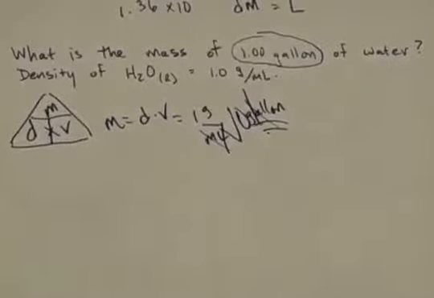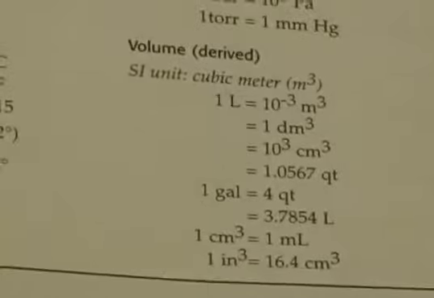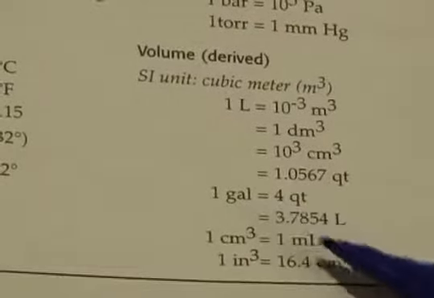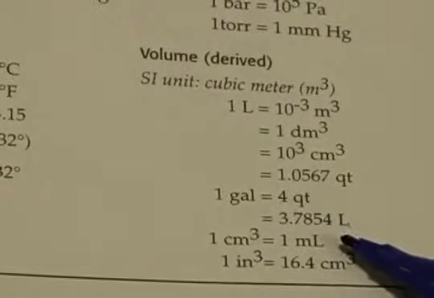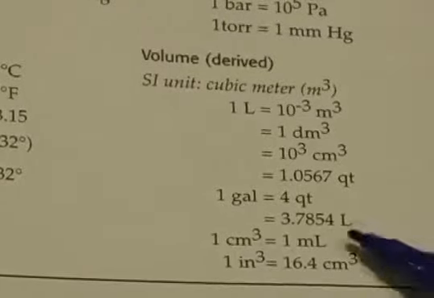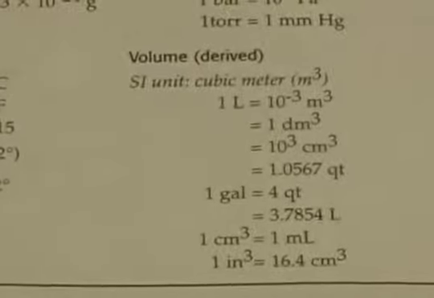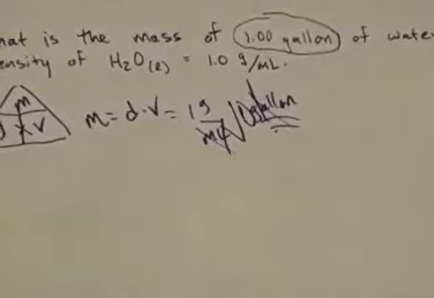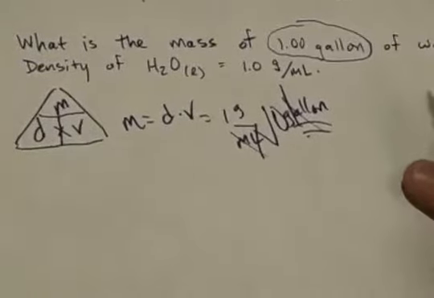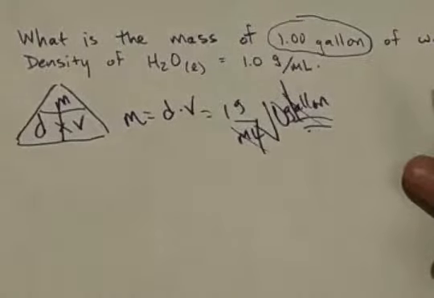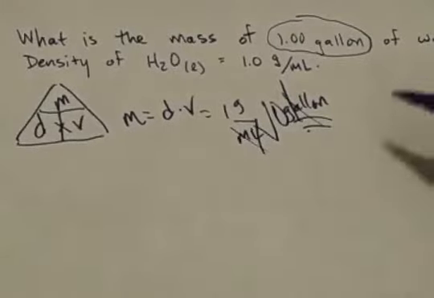If you look in the back of your textbook, on the very back cover, there's going to be a relationship for volume. And if I zoom in on this, you can see right down here that they say in 1 gallon there are 3.785 liters. So in this problem, we're given that it's grams per milliliter, so I'm going to have to convert from gallons to milliliters before I can do this.